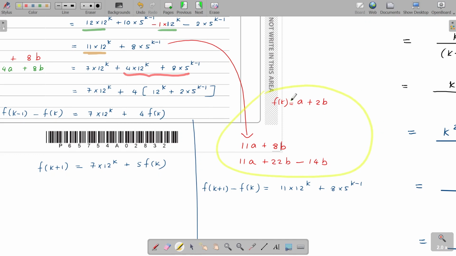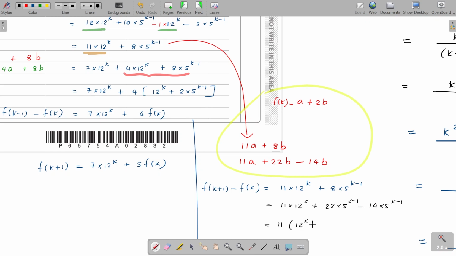11 into 12 to the power k. The 8 into 5 to the power k minus 1, I am breaking it as 22 times 5 to the power k minus 1 and minus 14 times 5 to the power k minus 1. Can you see? Okay, so A and B. A is the 12 to the power k, B is the 5 to the power k minus 1. So now what's the advantage? Take 11 out and you get 12 to the power k plus 2 into 5 to the power k minus 1. This is the whole point.